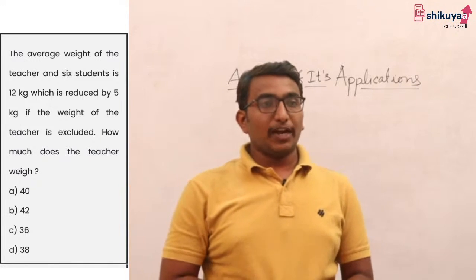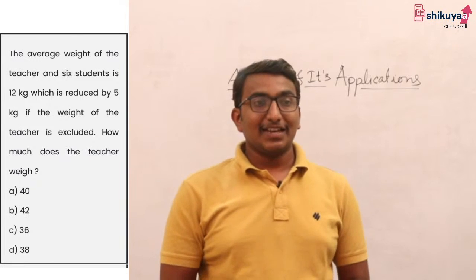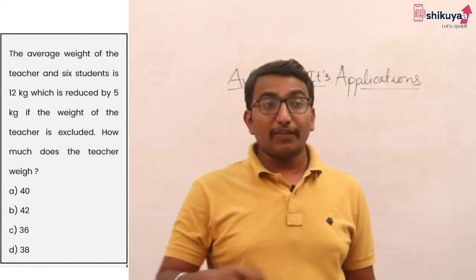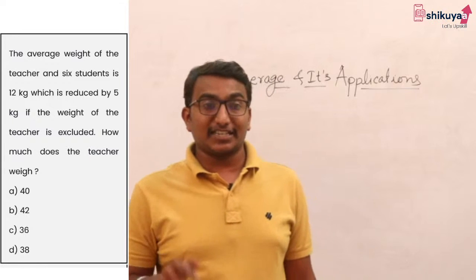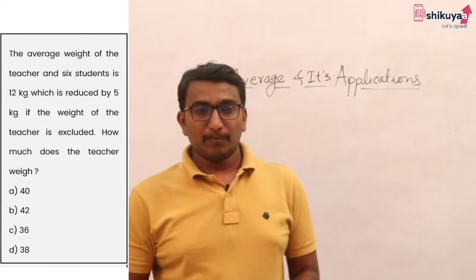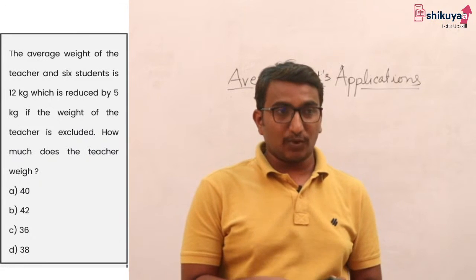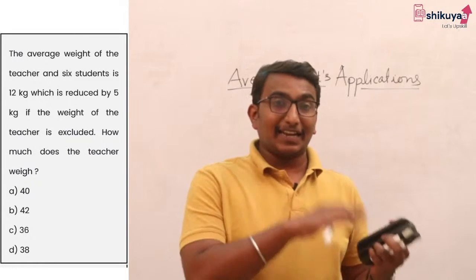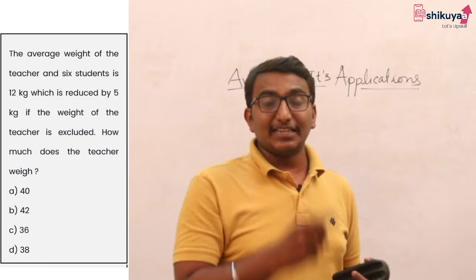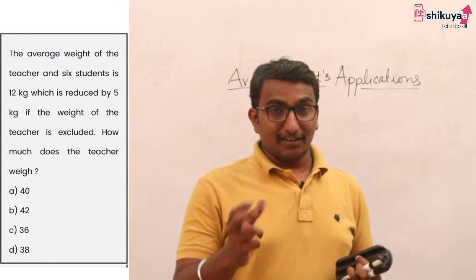The average weight of the teacher and 6 students is 12 kg, which is reduced by 5 kg if the weight of the teacher is excluded. How much does the teacher weigh? Very simple. The same type which we have solved in the last one. Only in the last case it was an increment. In this case it is a reduction.